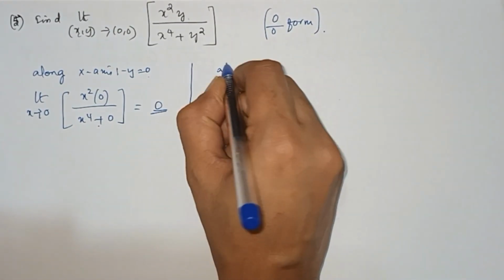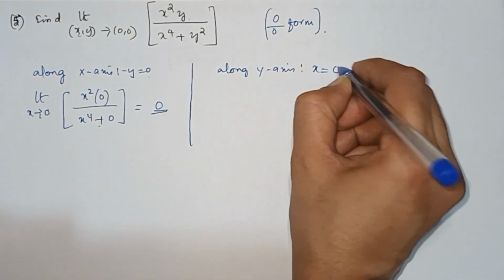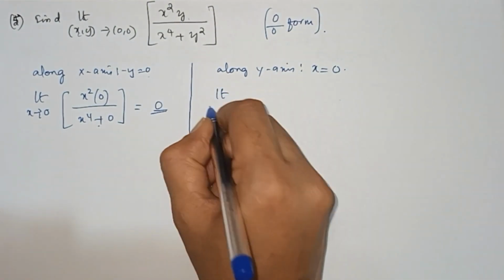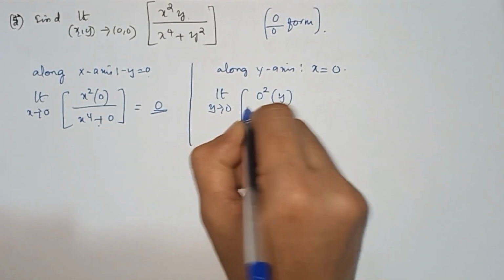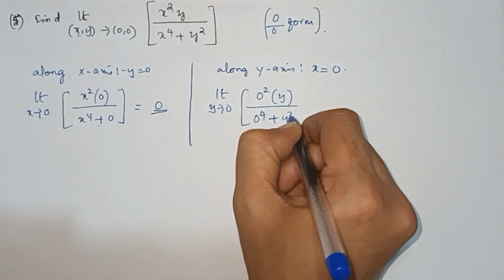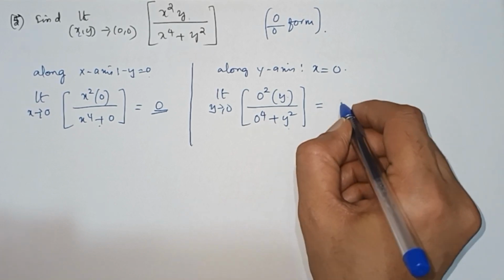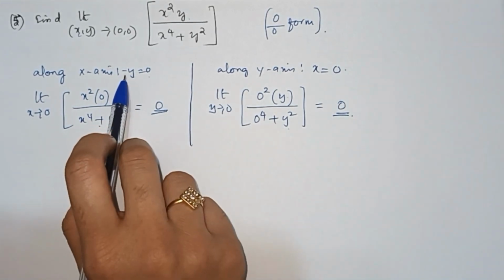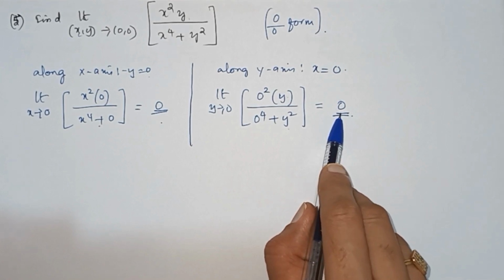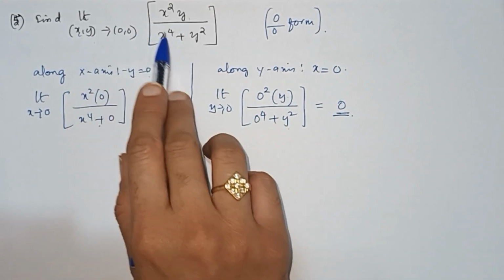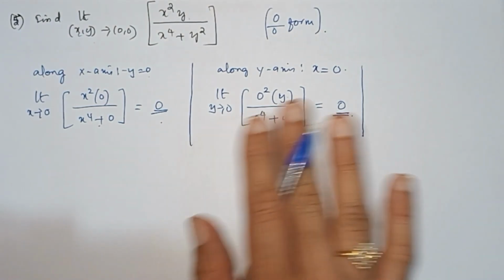Now, along the y-axis we will have x equal to 0. Therefore, limit as y tends to 0 of 0 squared into y divided by 0 to the power 4 plus y squared. So here also you get 0 into anything, it is 0, and 0 by y squared gives 0. So along the x-axis it is 0 and along the y-axis the limiting value is also 0, but we still can't conclude that the limit of this function is equal to 0, because there are different paths you can approach the origin.